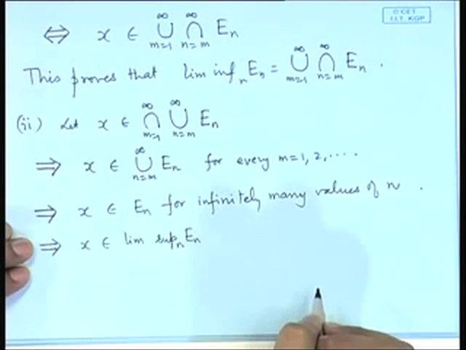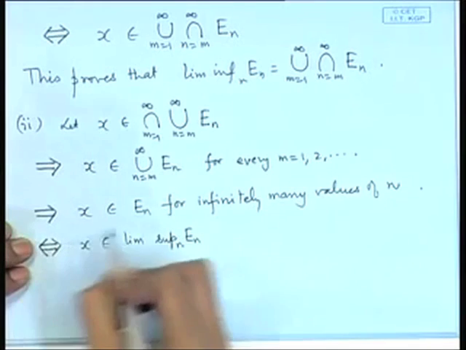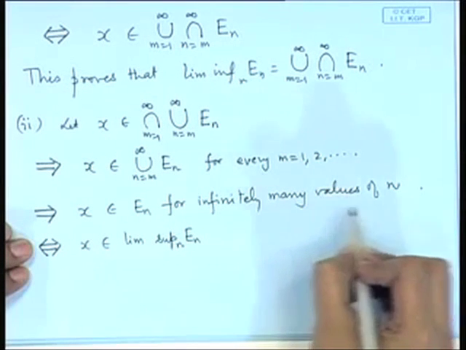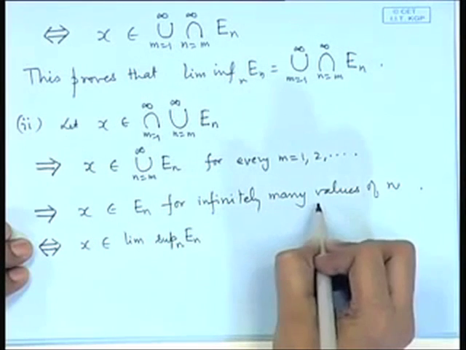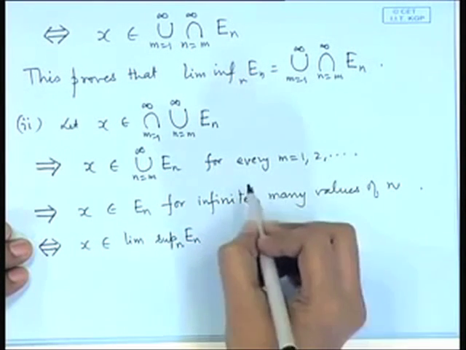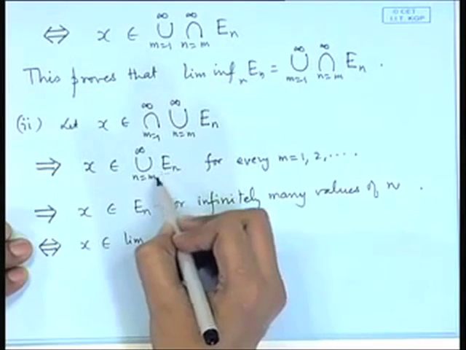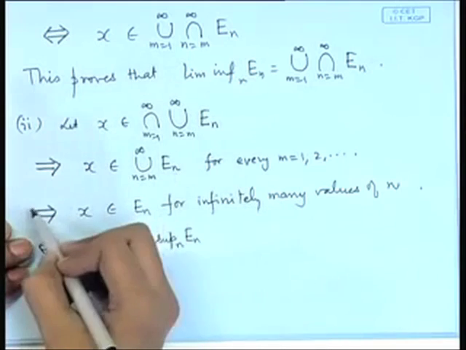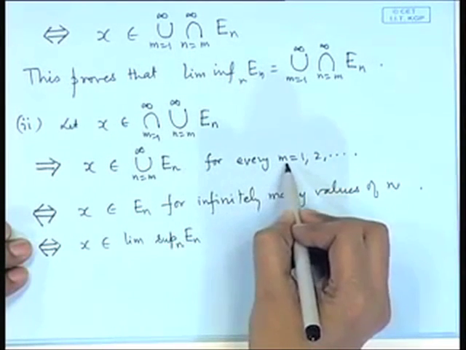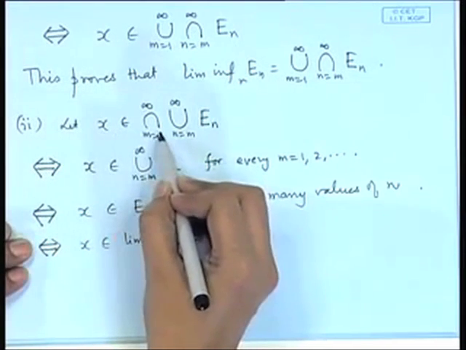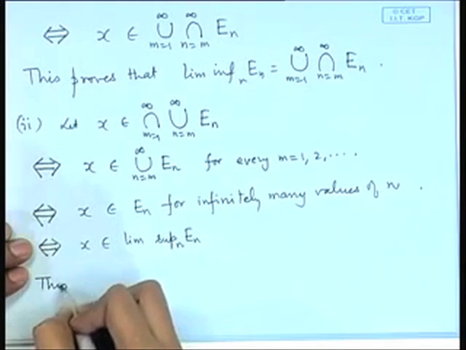Now to look at the argument in the reverse way, if x belongs to the limit superior, then this implies that x belongs to En for infinitely many values of n. Now once again, if x belongs to infinitely many values of n, then no matter for which value of m you start with, x will belong to certain sets after that, and therefore this statement implies this. Now since this is true for every m, this statement implies that x belongs to intersection union of En's. This proves statement 2.